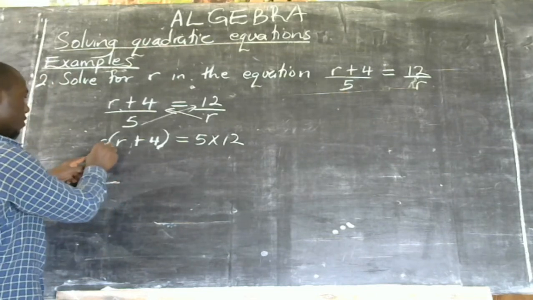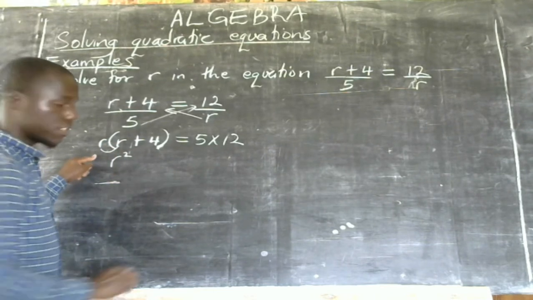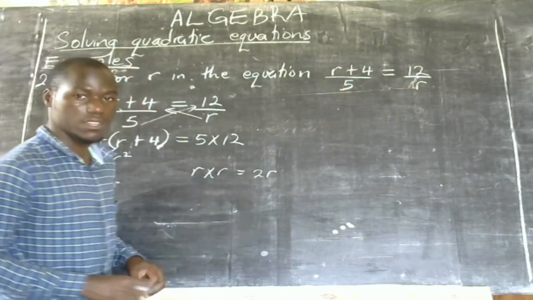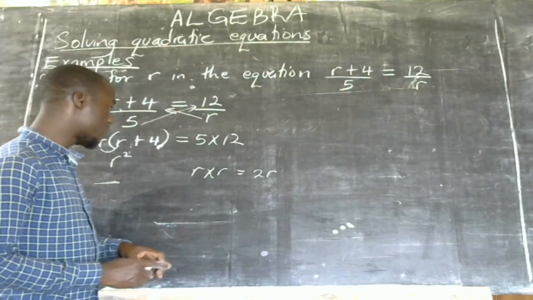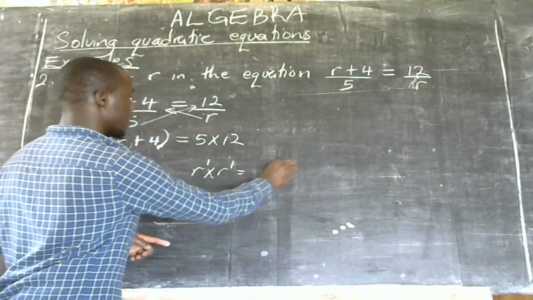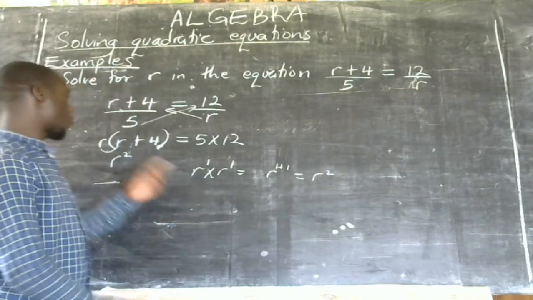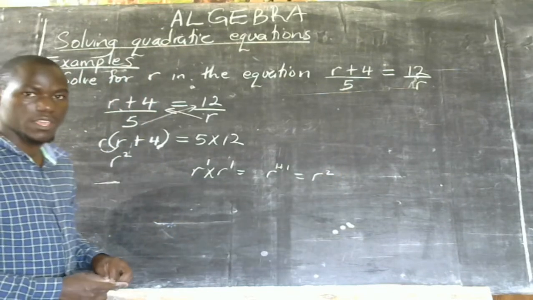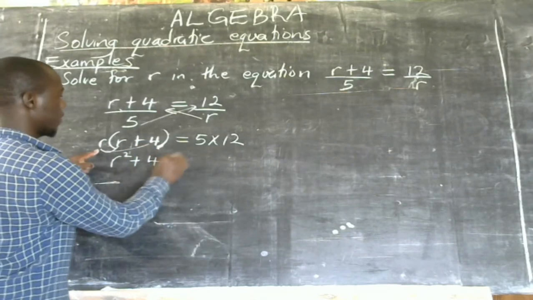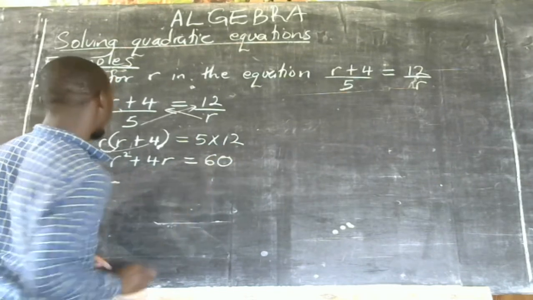Now opening brackets on the left hand side, r times r is r squared. Some students multiply r times r and they get r. Then I start wondering if they studied indices. Laws of indices: powers, you keep the base, you add the powers. So this gives you r to power 2, which I'm calling r squared. So r times 4 plus 4r is equal to, when I multiply this side, I have 60.